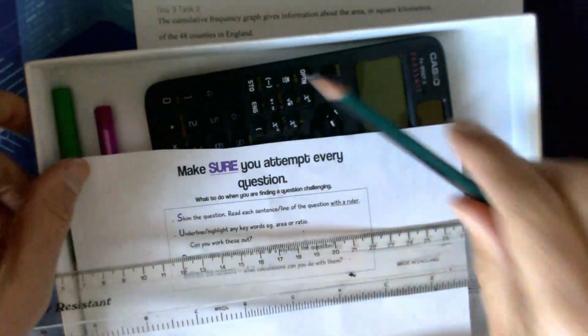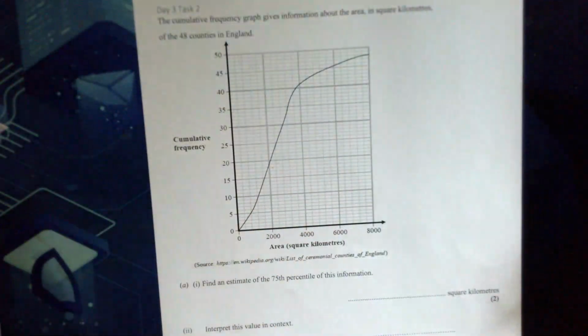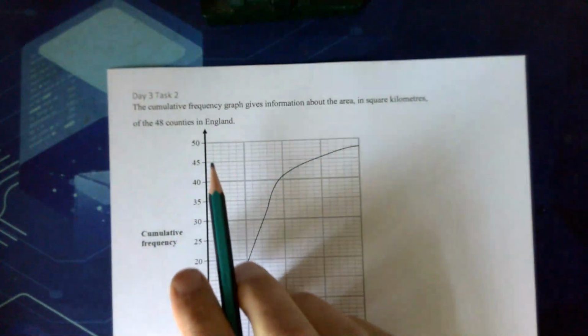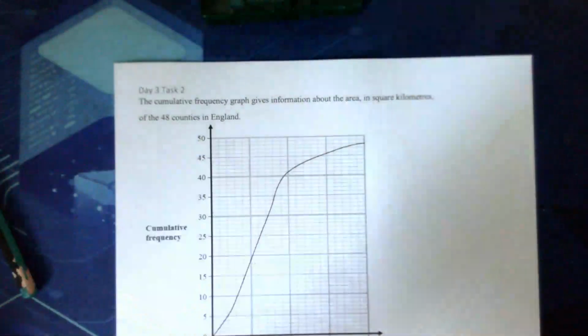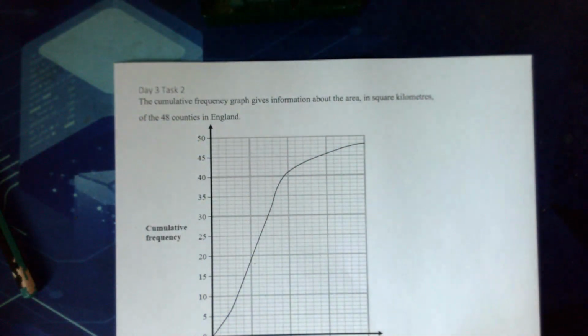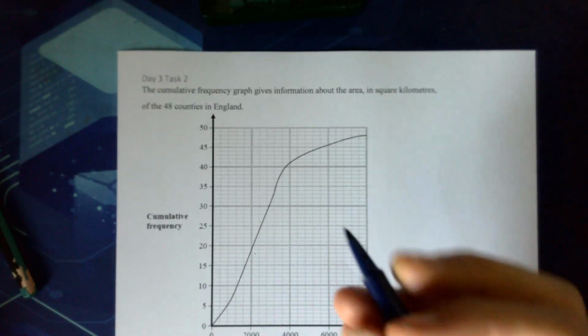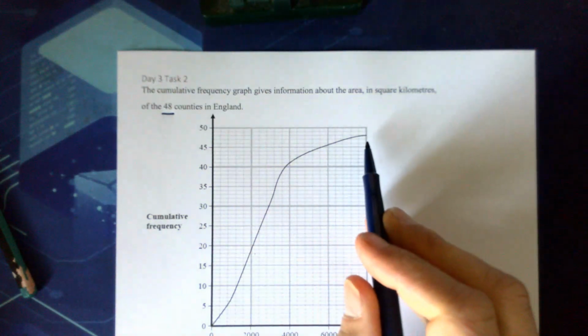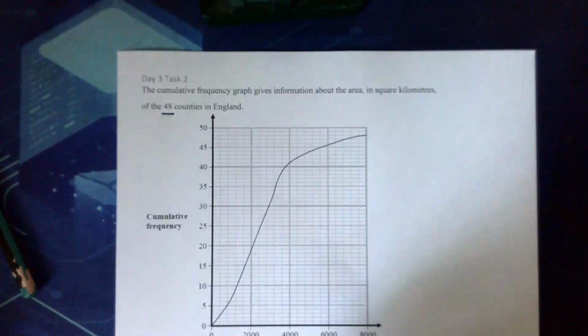Right now, so here we are. It's this task. Cumulative frequency graph. Let's get my pen, not a pencil, because I'm reading and underlining. Information about area in square kilometres of the 48 countries. So it's saying that there are 48 countries. Let's just have a look at it. Right, that says 48 there.